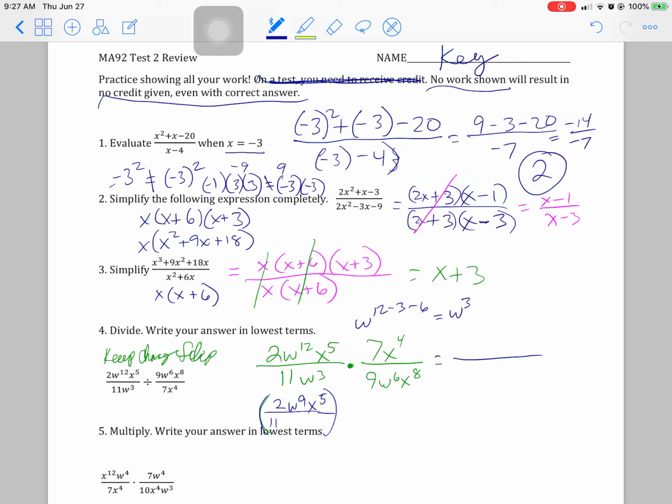Can I do anything about the numerical coefficients? I can't. I just have to put them together and get a 14 and a 99. Nothing to do with that. And then I've got a w^3. All right, how about the x's? I've got a 5 on top and an 8 underneath, so that's a subtraction. x equals a negative 3. Wait, yeah, negative 3. Oh, forgot the 4. Hold on.